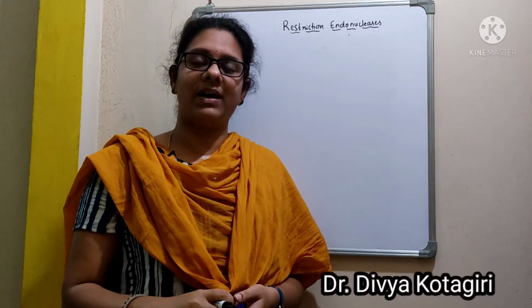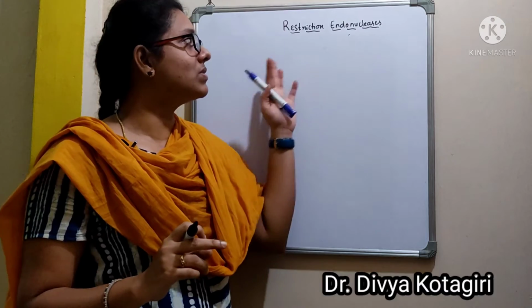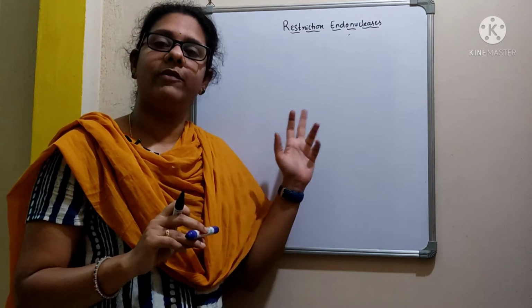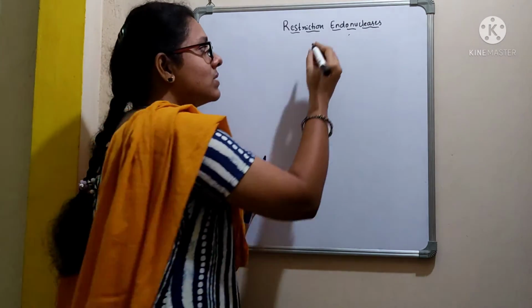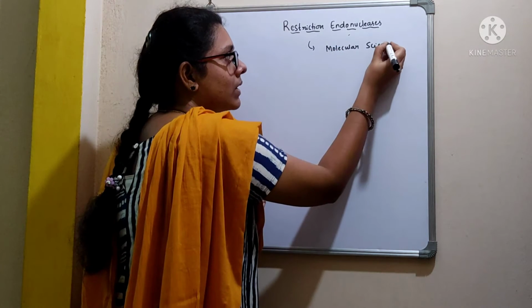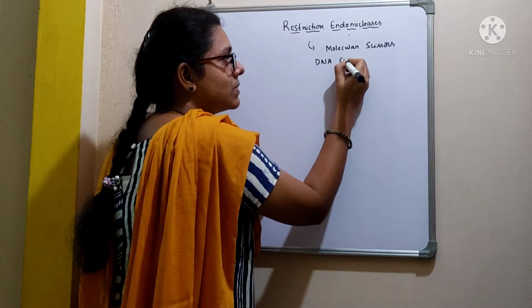Hello friends, welcome back. In this video, I am going to talk in detail about restriction endonucleases. These are the important enzymes of our DNA technology. These restriction endonucleases are also called molecular scissors, or we can also call them DNA cutting enzymes.